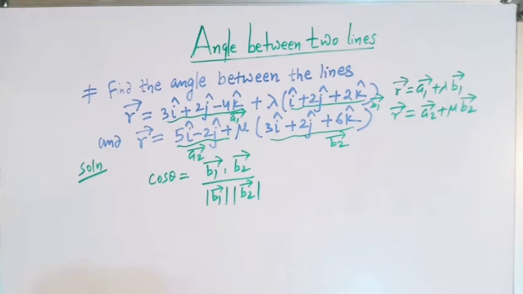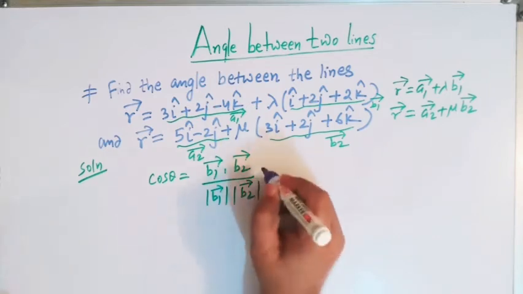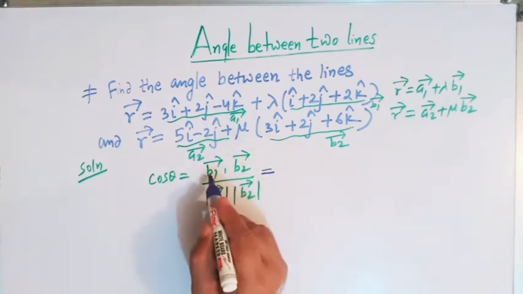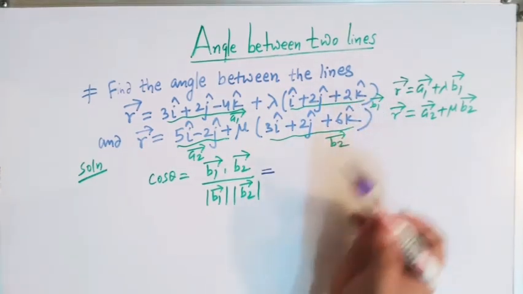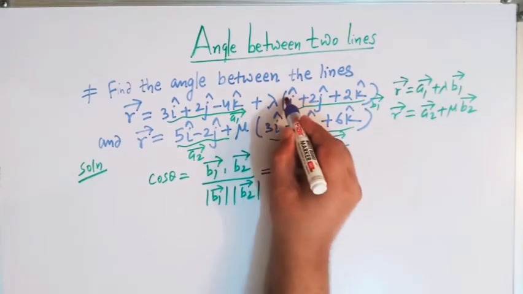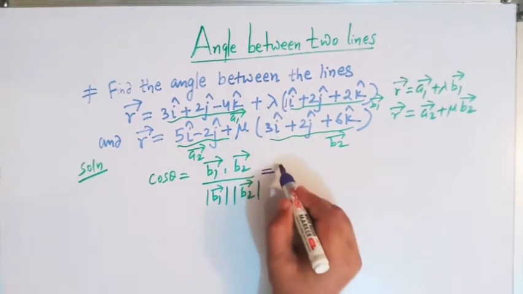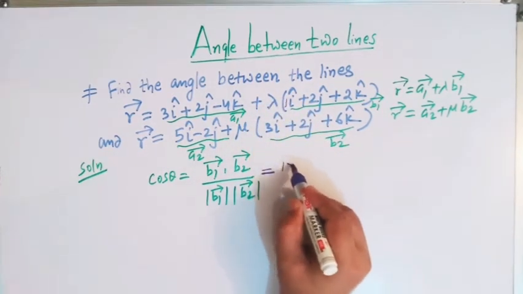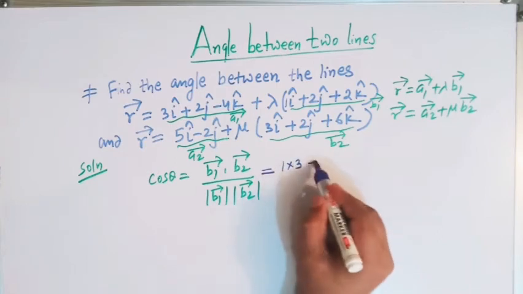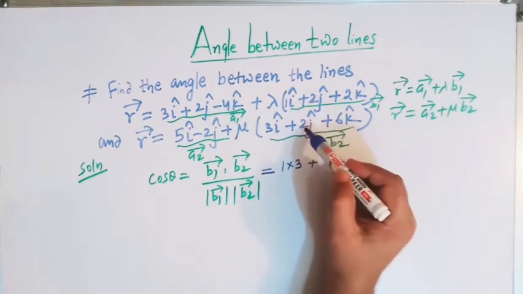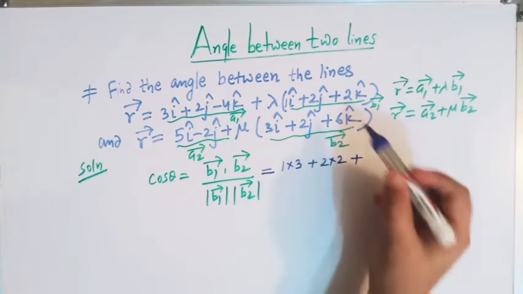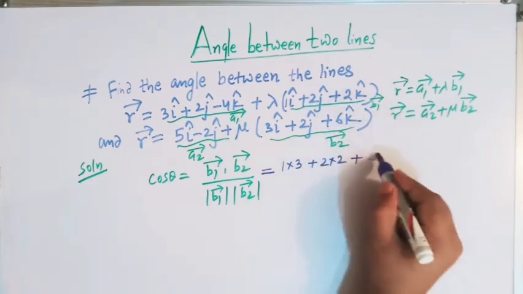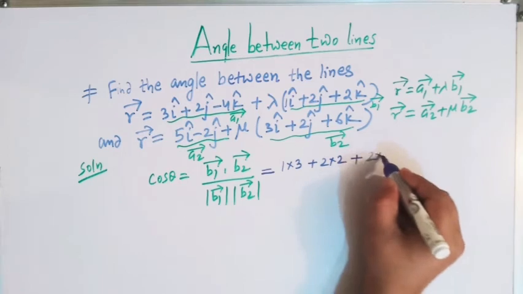So viewers, here we will find b1 dot b2. So this is b1 and this is b2. So here we have 1. So this is 1 multiplied 3 plus here we have 2, here also we have 2. So this is 2 into 2 plus this is 2 times 6, right?